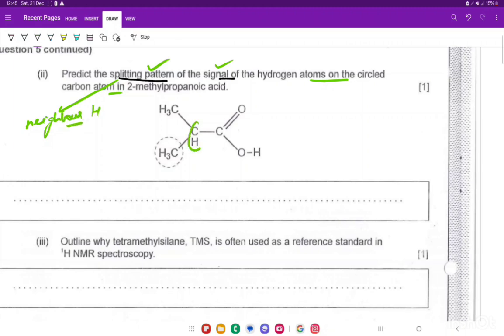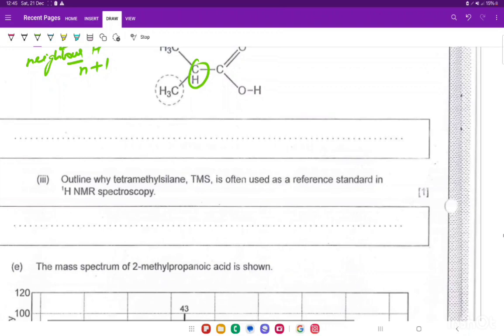Now, since there is one hydrogen in the neighbor, n plus 1, where n is the number of neighboring hydrogens, gives the number of splitting. Since one hydrogen is present, n plus 1 equals 2. Thus it will split into a doublet.